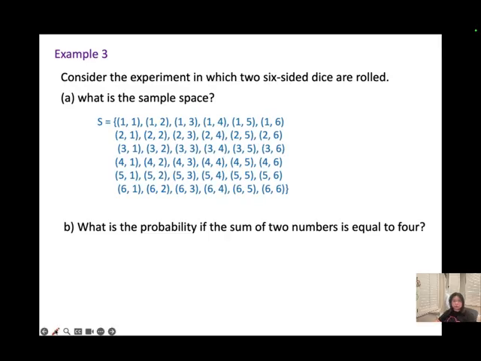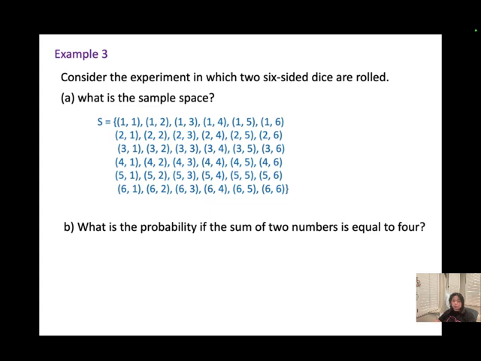Okay, check your work. You can have 1, 1, 1, 2, 1, 3, 1, 4, 1, 5, and 1, 6. Right? It can be 2, 1, 2, 2, 2, 3, 2, 4. So you could count how many sample space do we have? We do have 6 times 6, which is going to be 36.